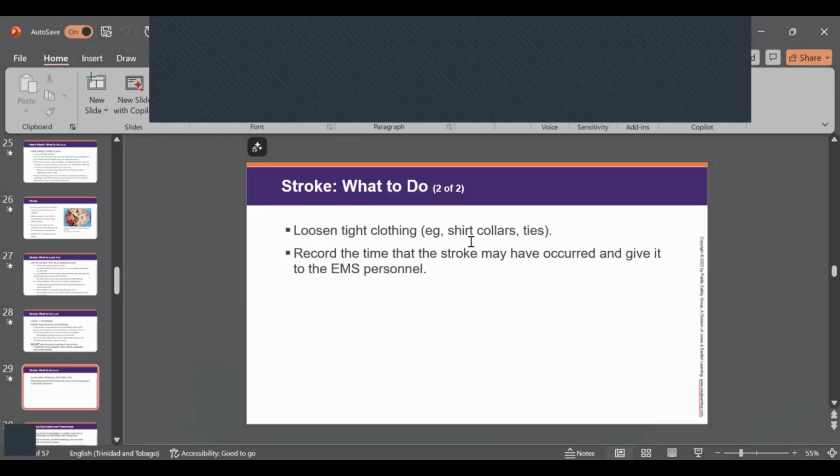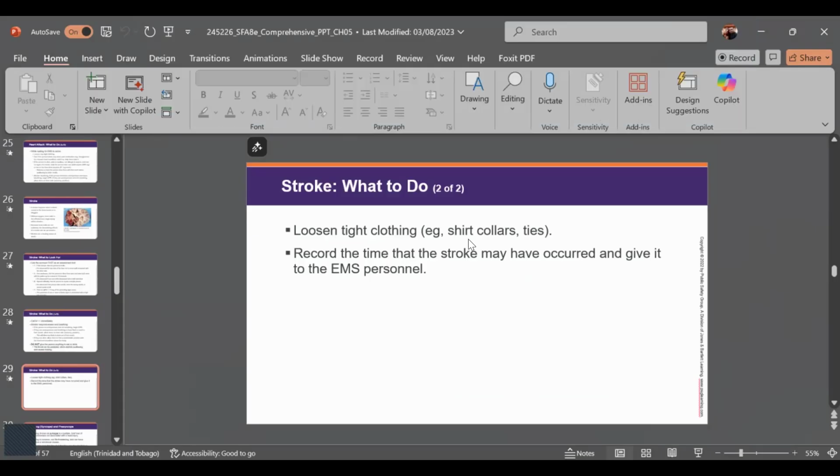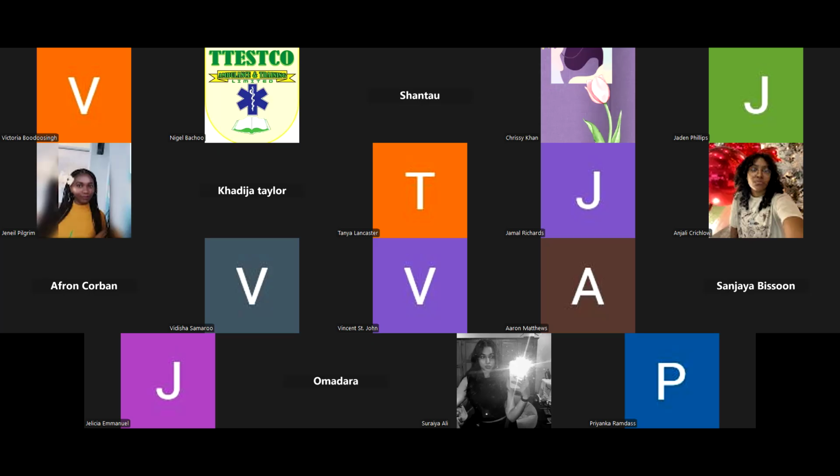Loosen tight clothing. Call for help. Put the person lying on the side. If they're unconscious, turn them on the side. Open the mouth, so if they start to drool, it comes out of the mouth. It doesn't obstruct the airway. And that's all you can do for a stroke patient outside of the hospital. Everything else needs to be done in hospital. Okay? Any questions on that?